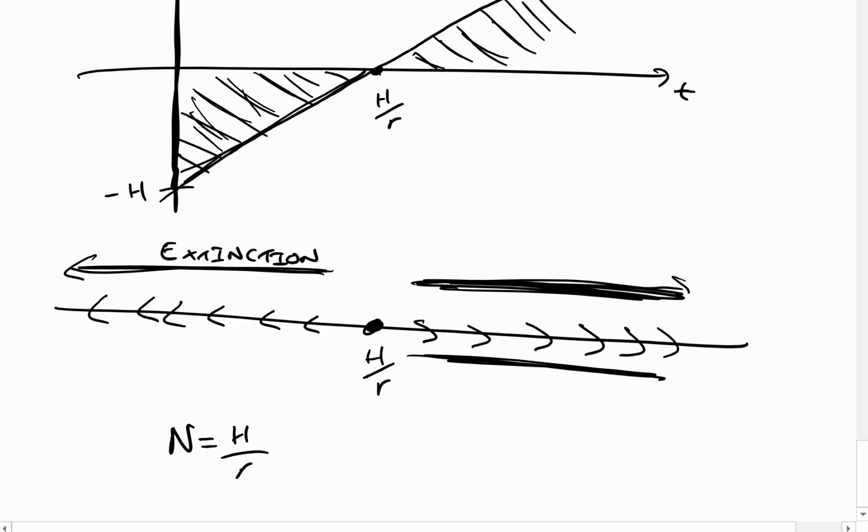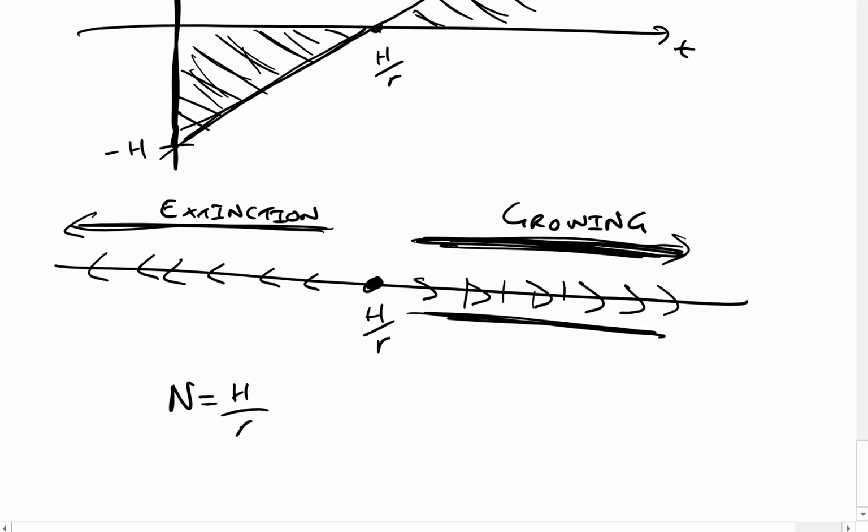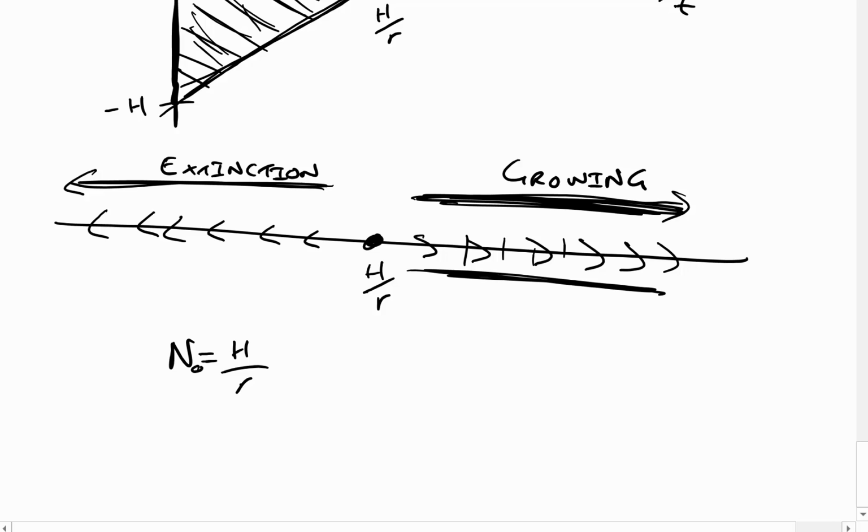Over here though, the population is growing. So we want our n naught to lie at some point over here on this right hand side. So in other words, what we want is n naught to be greater than this point here. It's got to lie to the right of this point, because that's when the population is growing, which is what we want. If we just rearrange that, we end up with Rn naught being greater than or equal to h.